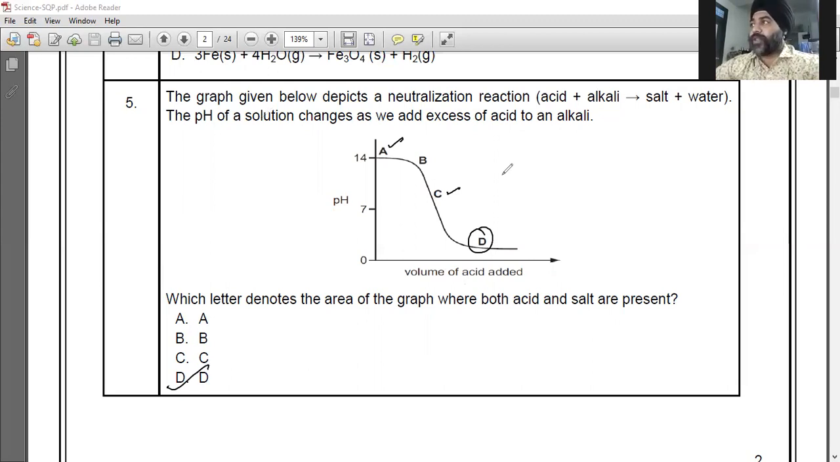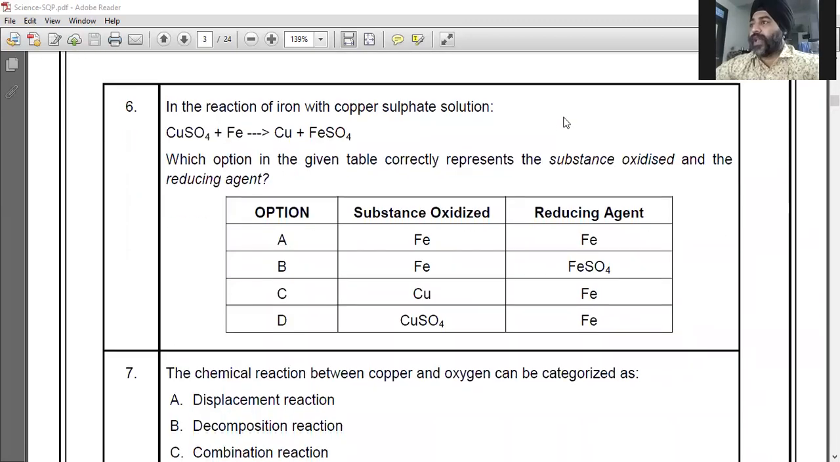Now, next question, question number 6. Again, a table is given in that. Now, in the reaction of iron with copper sulfate solution, this reaction is given. All of you know that iron is more reactive than copper, so it is going to displace copper, and FeSO4 will be formed. Now, which option in the given table correctly represents the substance oxidized and the reducing agent?